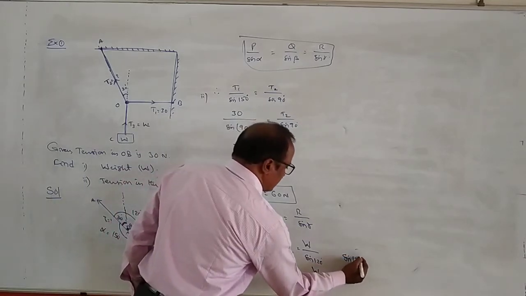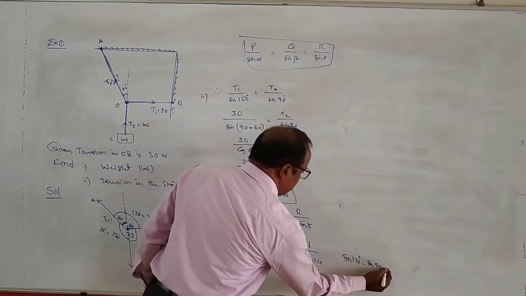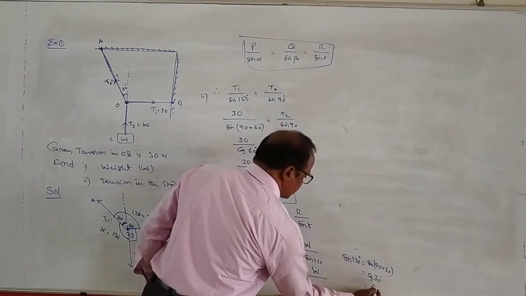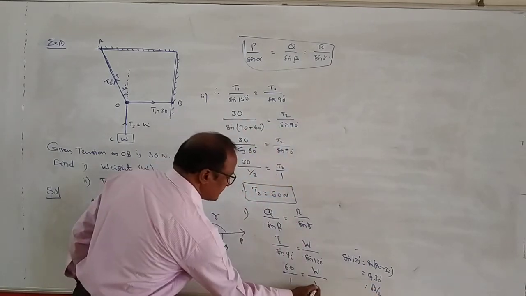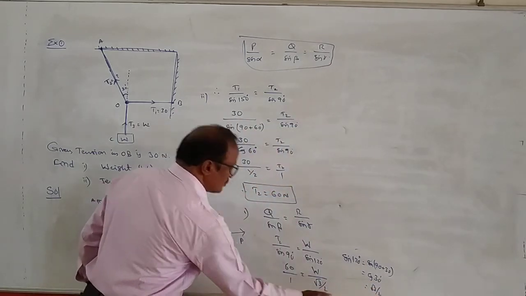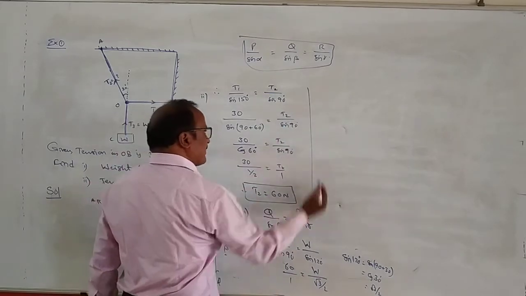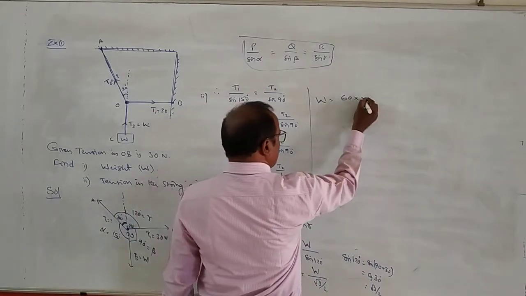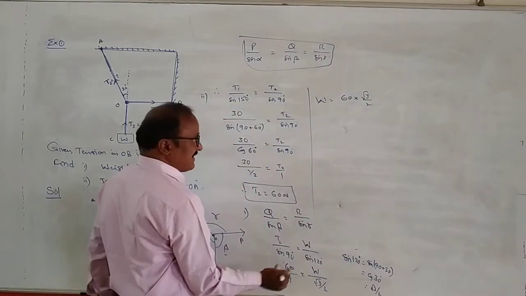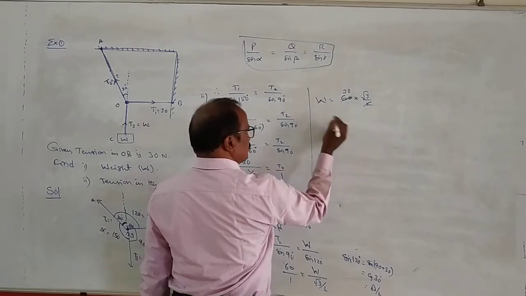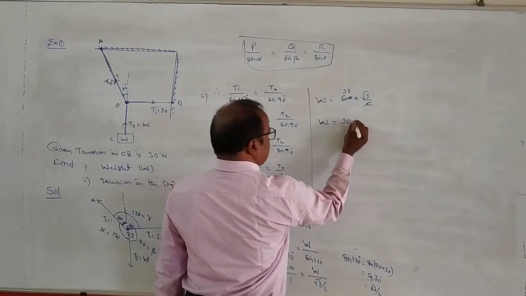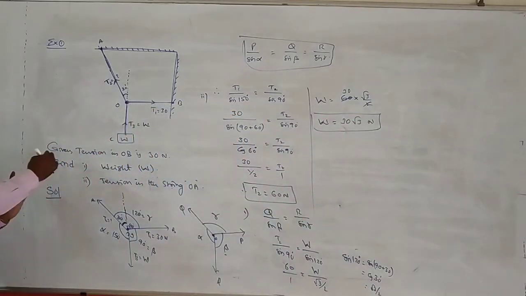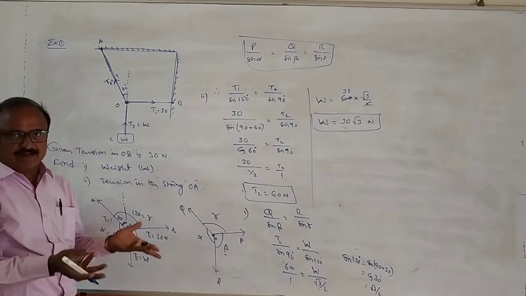Here, sin 120 degrees is equal to sin (90 plus 30). Sin (90 plus theta) is equal to cos theta, so cos 30. Cos 30 is equal to root 3 by 2. Therefore, this is root 3 by 2. From this, W is equal to 60 into root 3 by 2. Weight W is equal to 30 root 3 newtons. So this is the value. In this way, we can calculate the problems.